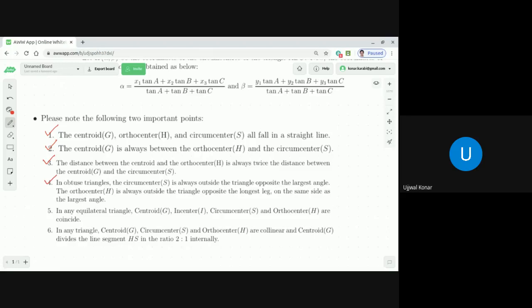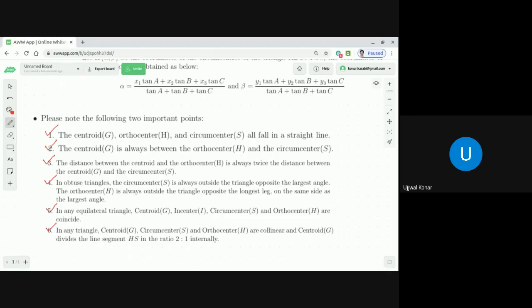Point number 5 is that in any equilateral triangle, the centroid, the incenter, the circumcenter, and orthocenter all coincide. And point number 6, dear students: in any triangle, the centroid, circumcenter, and orthocenter are collinear, and the centroid divides the line segment HS, that is the line segment of the orthocenter and the circumcenter, in the ratio 2:1 internally. So these are the points I just wanted to discuss with you.